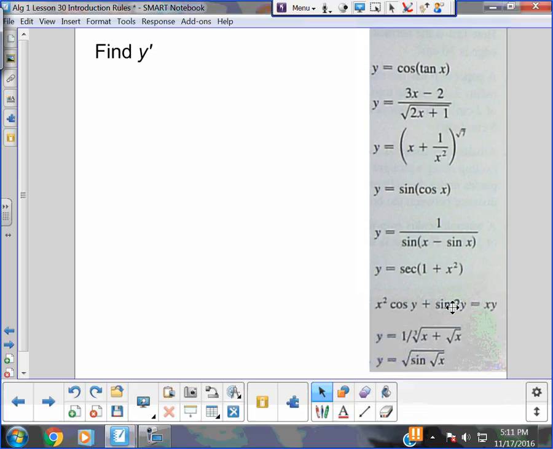So I'm going to do a little practice here on some functions. I'm going to find y prime of the given functions. Work from top to bottom. As I get them done, I'm going to cross them off. So the first one is y equals cosine of tangent x.